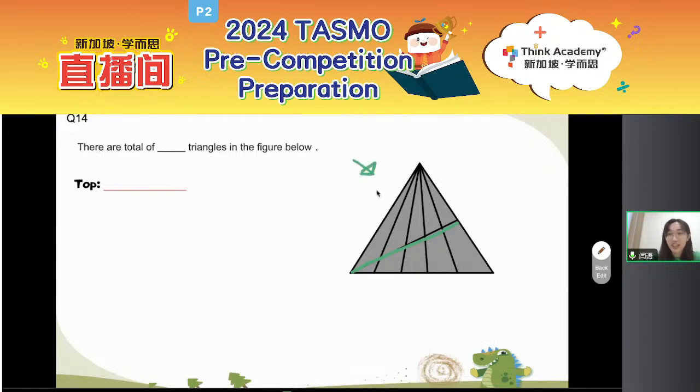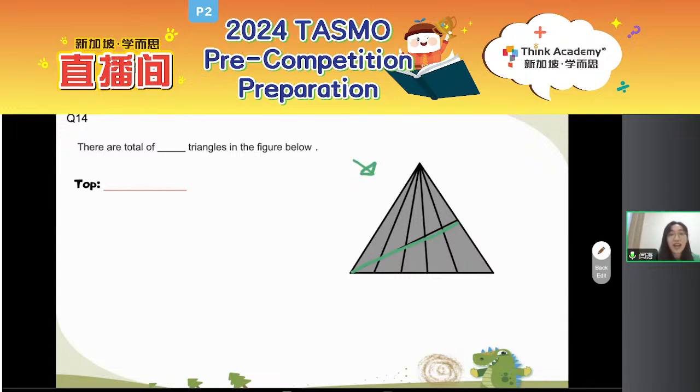You can just share your answer in the chat box. How many triangles are there in total? When it comes to figure counting, you need to consider all different sizes of triangles, like one single triangle, or maybe we combine 2 triangles together, or 3 triangles together, 4 triangles together, and 5 triangles together. So think about it. How many triangles are there in total for the top part?